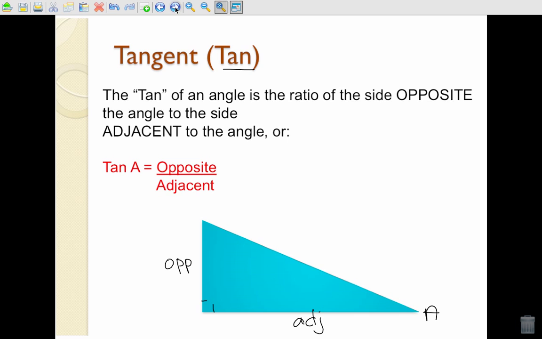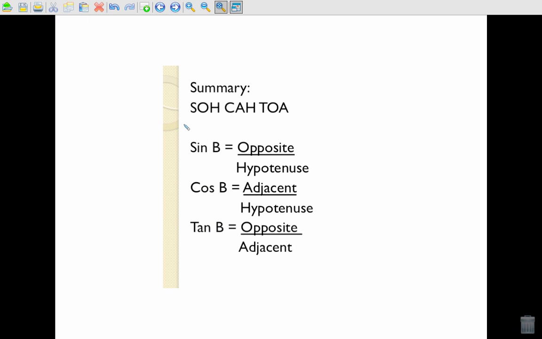All right, let's look through some problems and hopefully that'll clear up any questions you might have. So in summary, we have three trig functions we're going to work with: sine, cosine, and tangent. Each one of those is a ratio: opposite over hypotenuse, adjacent over hypotenuse, or opposite over adjacent. An easy way to memorize that is SOHCAHTOA.